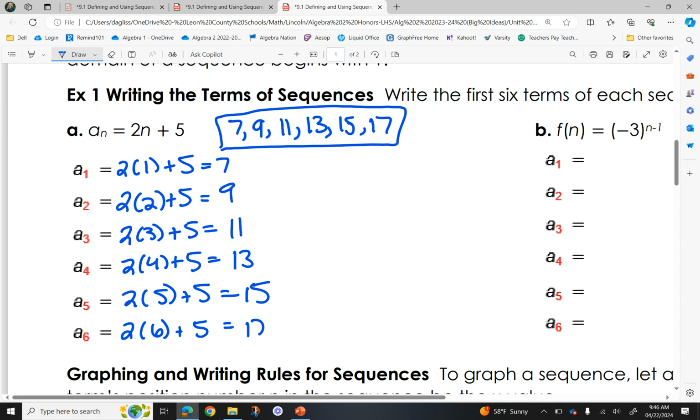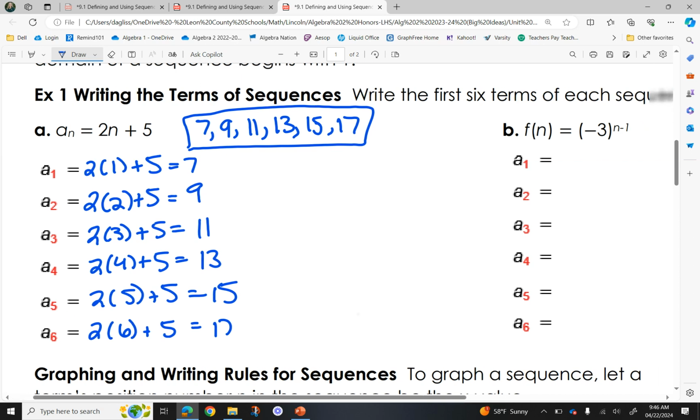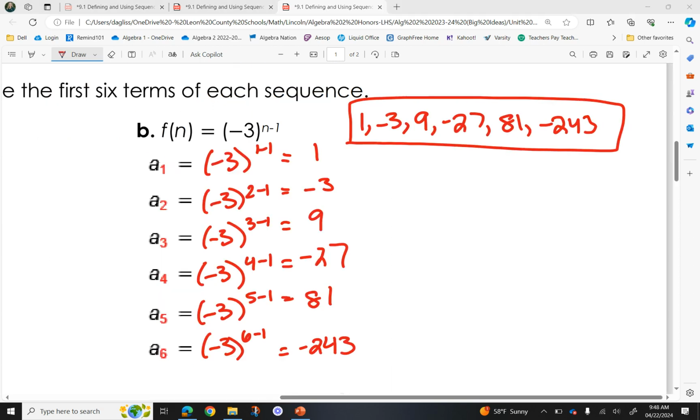Good. I want you to do this for part B. We have f of n equals (-3) raised to the n minus 1 power. All right, so find your first 6 terms of our next one. All right, when you're ready to check, look up here.